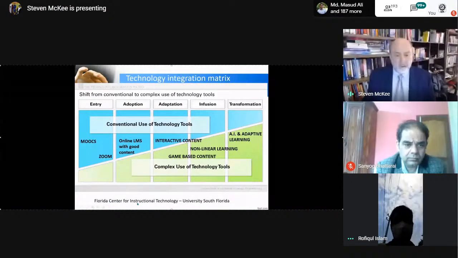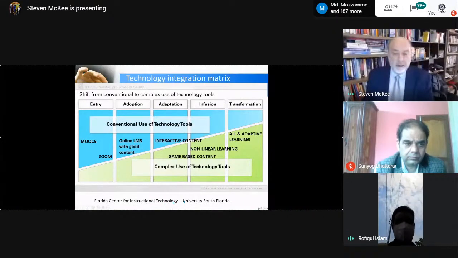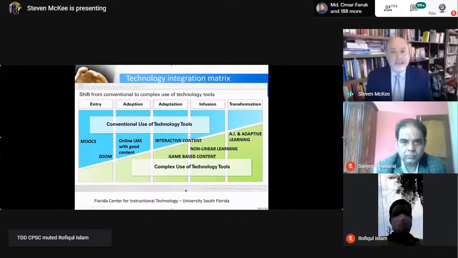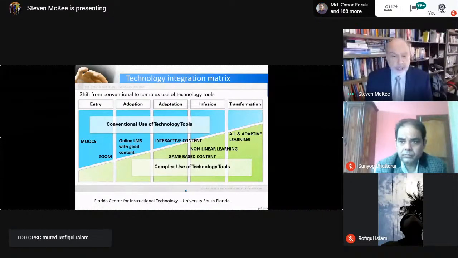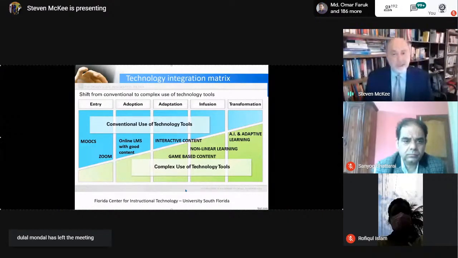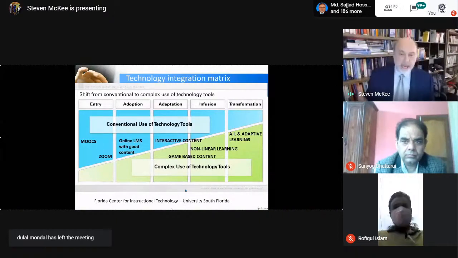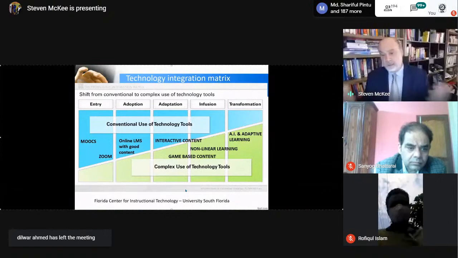This is developed by the Florida Center for Instructional Technology from the University of South Florida. They're the number six research university in the U.S. And when people talk about technology like now, what technology are we going to use? We have to get online. It's an emergency. Where are we going to go?